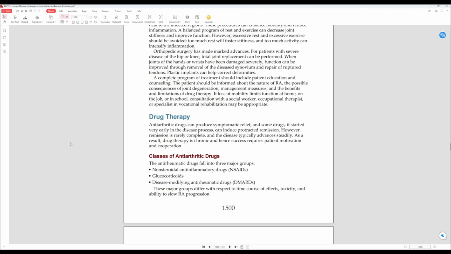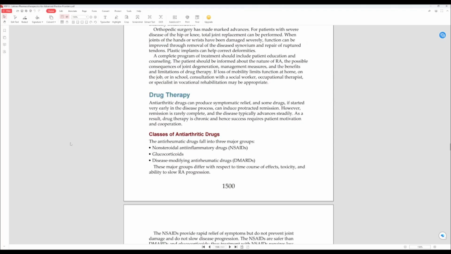Drug therapy. Anti-arthritic drugs can produce symptomatic relief, and some drugs, if started very early in the disease process, can induce protracted remission. However, remission is rarely complete, and the disease typically advances steadily. As a result, drug therapy is chronic, and hence success requires patient motivation as well as cooperation.